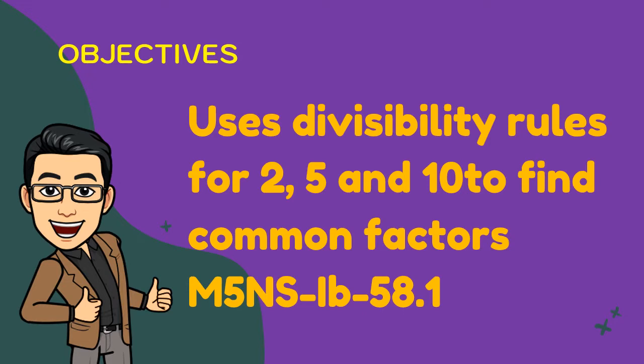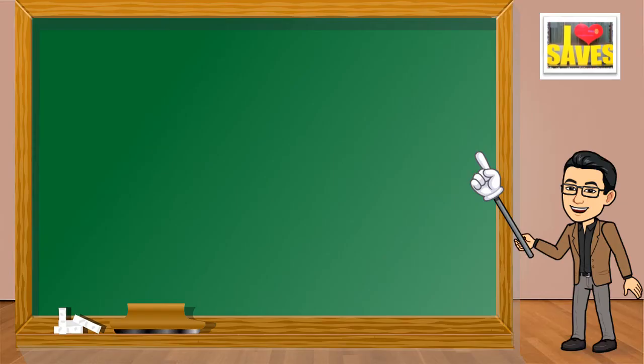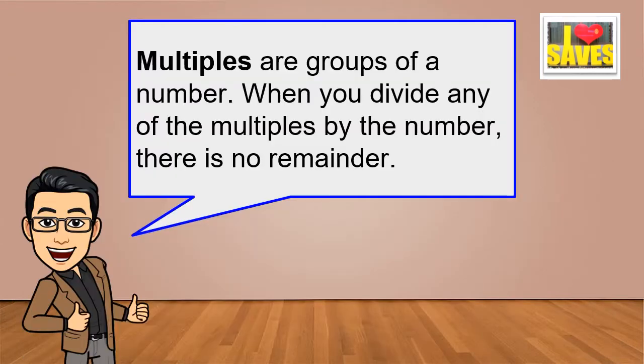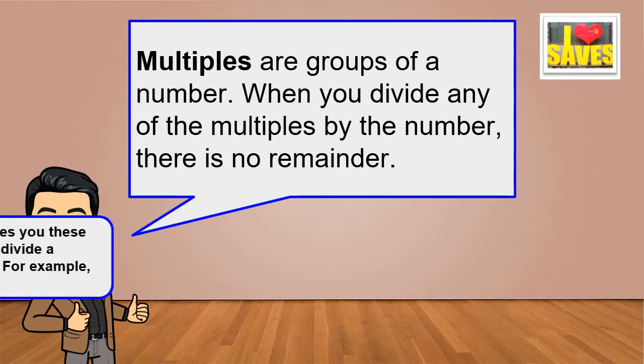And now, our objective for the day is to use divisibility rules for 2, 5, and 10 to find the common factor. Okay. So, meron ditong multiples and factors. Ano ba ang pagkakaiba ng multiples at factors? So, alam natin. Multiples are groups of a number. When you divide any of the multiples by the number, there is no remainder.